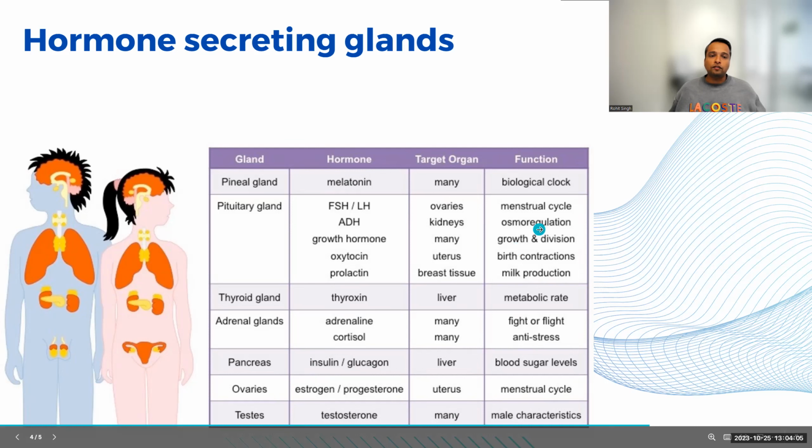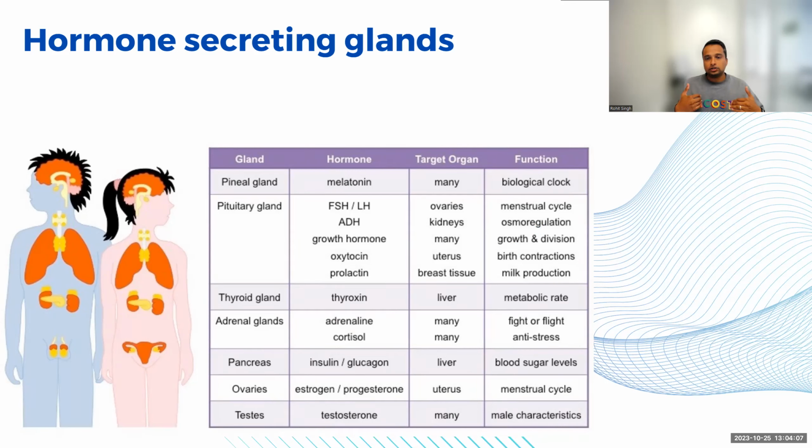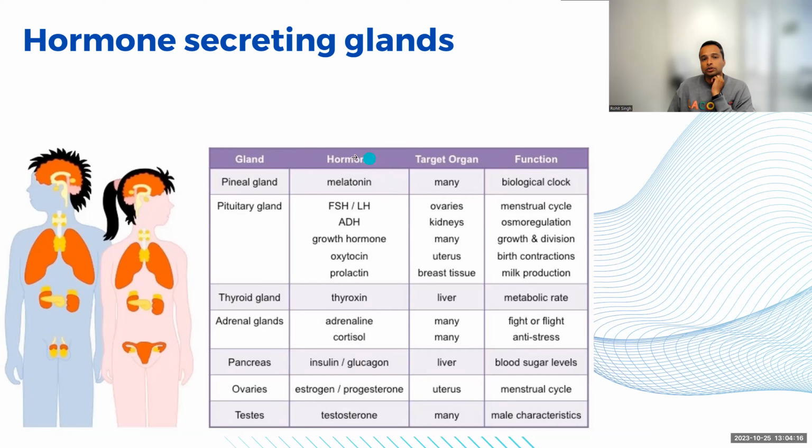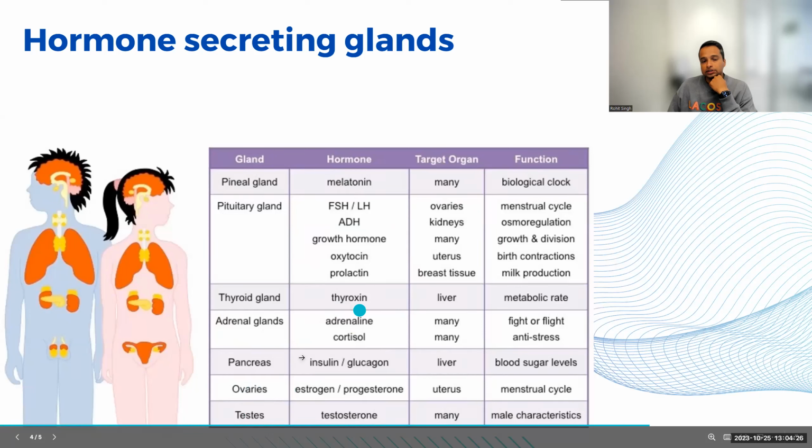So this is just an overview of what glands are available, what kind of hormones they secrete, and how they function. I'll go over each and every section. In my previous videos, I've gone through melatonin and the pancreas, which I will not be going through in this video series, but I'll be going through the pituitary gland, the thyroid gland, the ovaries, the testes, and the adrenal glands, and the hormones being released.